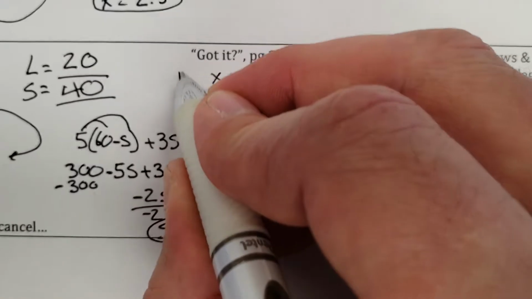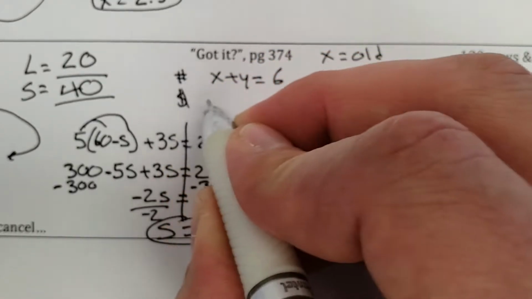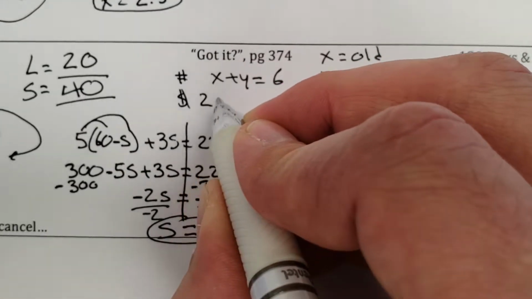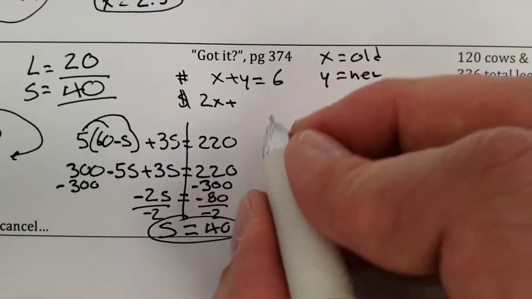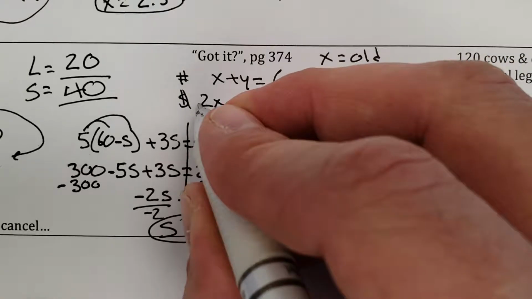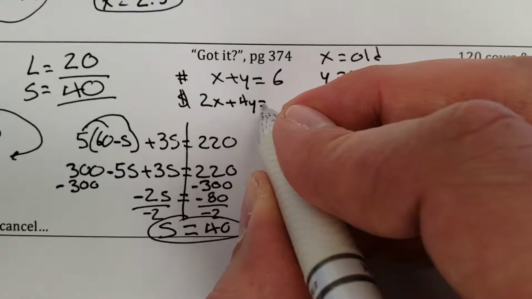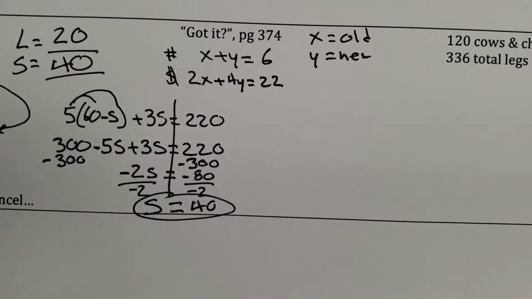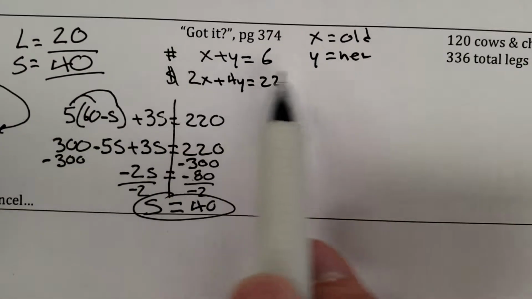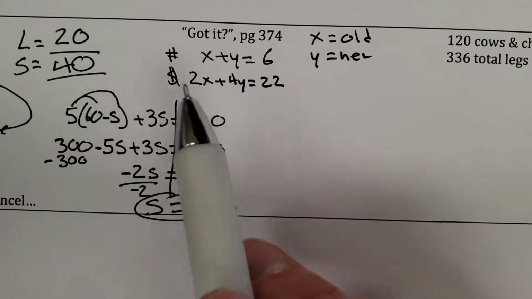So we're talking about the numbers. Now let's talk about the money. X is old, $2 for old games. Basically telling the story again. $2 for old, $4 for new, and you spent $22. There you go. Okay, basically the exact same situation. You're going to have one of the stories talk about numbers, one of them talk about money.